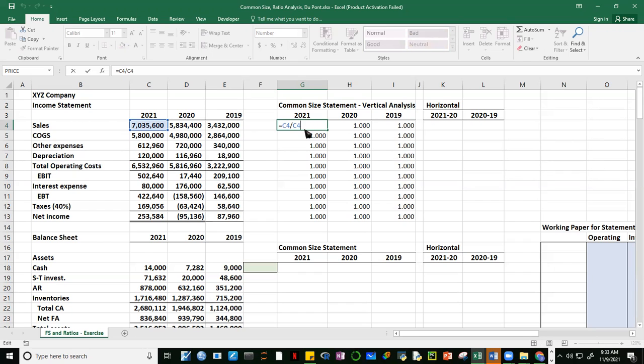How do we adjust this formula? Our goal is just one formula, copy to the right, copy down, then that's it. That will be our common size statement. Any suggestions? Yes, let's see. Thank you, Joshua. Joshua, could you explain your answer, please?